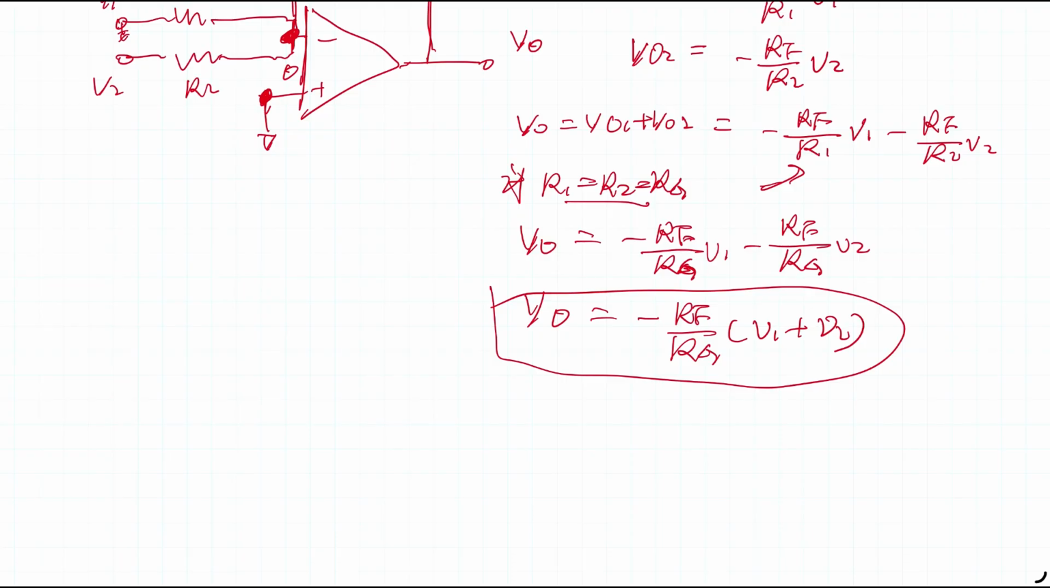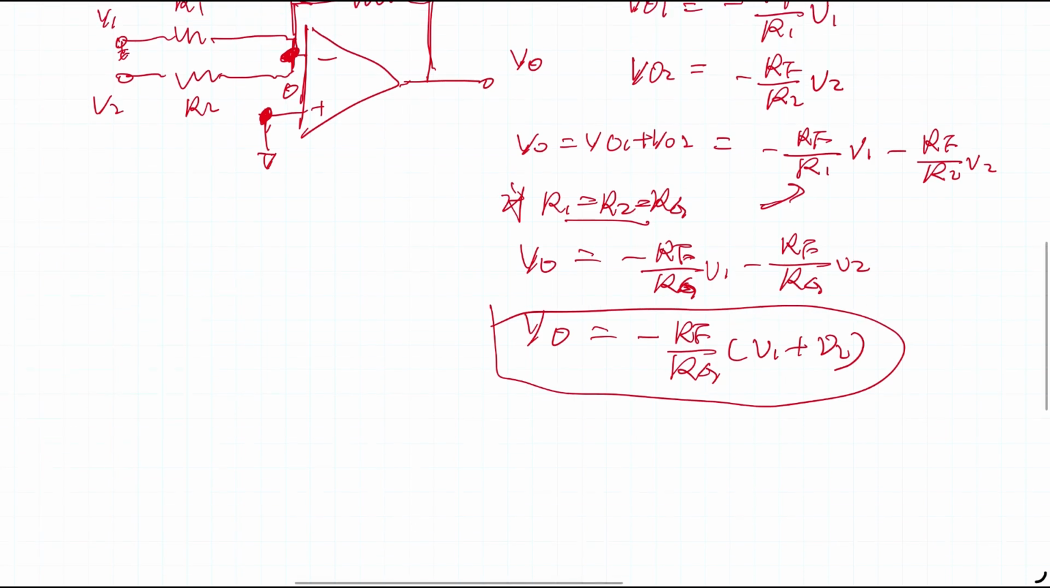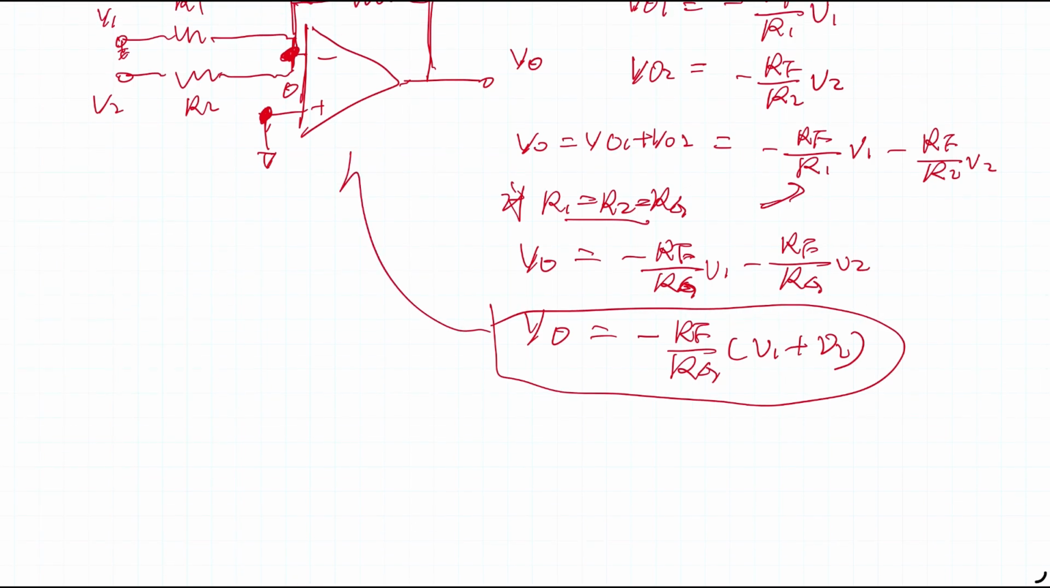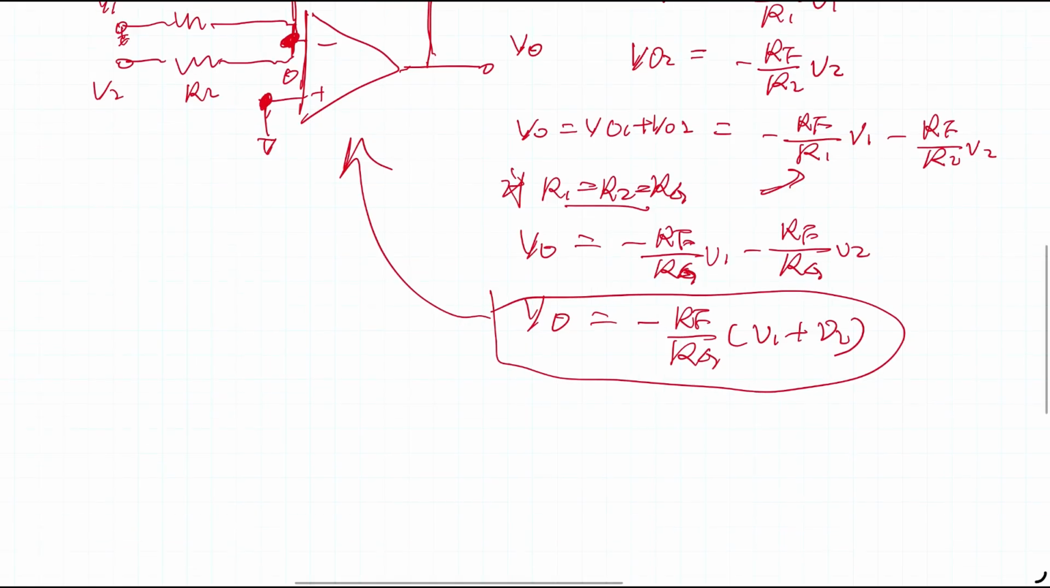And if RF and RG are the same value, then Vout basically equals the sum of these two inputs, and of course there's a negative sign because it's the inverting side. Remember, this is the transfer function. We are not limited to two inputs. You can have multiple inputs, just keep adding more terms to this equation. This is very straightforward and simple.